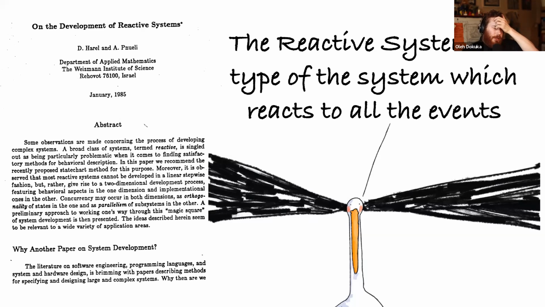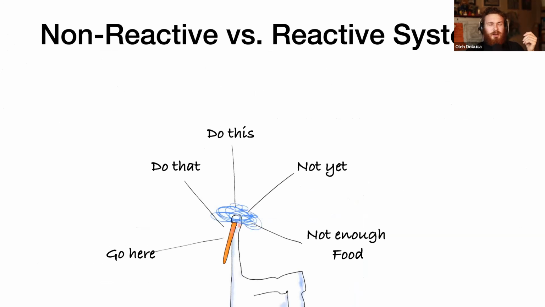Well, you may wonder, okay, what is then the difference between a reactive system and just a normal system that we are building every day? So, let's have a look at this bird called Goose. This is the main character of this story today. And let's just think that the Goose is the system that you are building. So a non-reactive Goose, once it starts getting different events, different requests, like do this, do that, go here, do something else, move something over there, there is not enough food, you have to collect the food yourself.